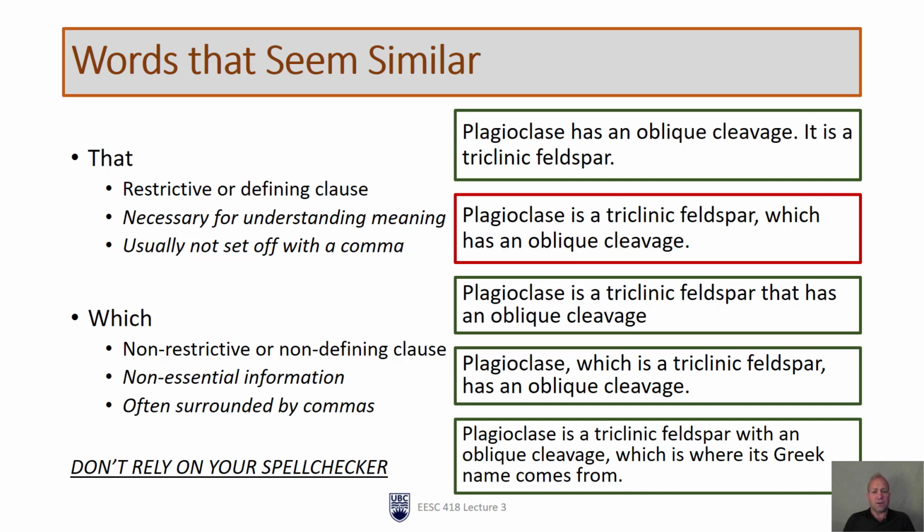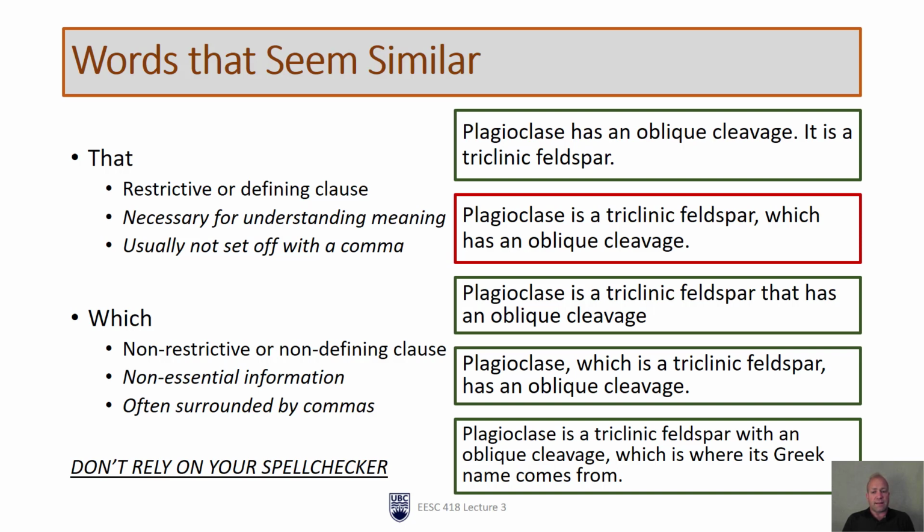So first I'll use it incorrectly. Plagioclase is a triclinic feldspar which has an oblique cleavage. Now this actually sounds right when I say it out loud. The problem here is that I don't really know what I'm referring to when I say "which has an oblique cleavage." I'm actually meaning that plagioclase has an oblique cleavage, but the way I've worded this is actually a misplaced modifier. It looks like I'm referring to feldspar.